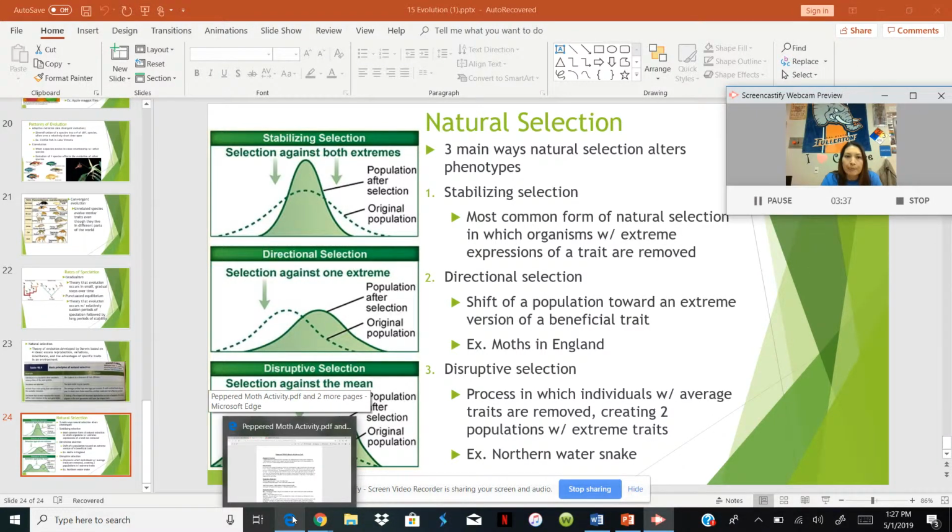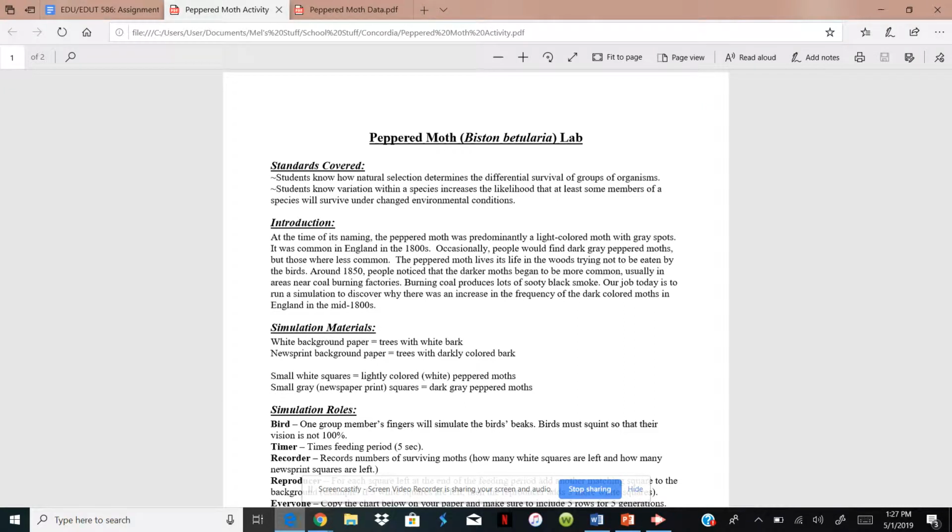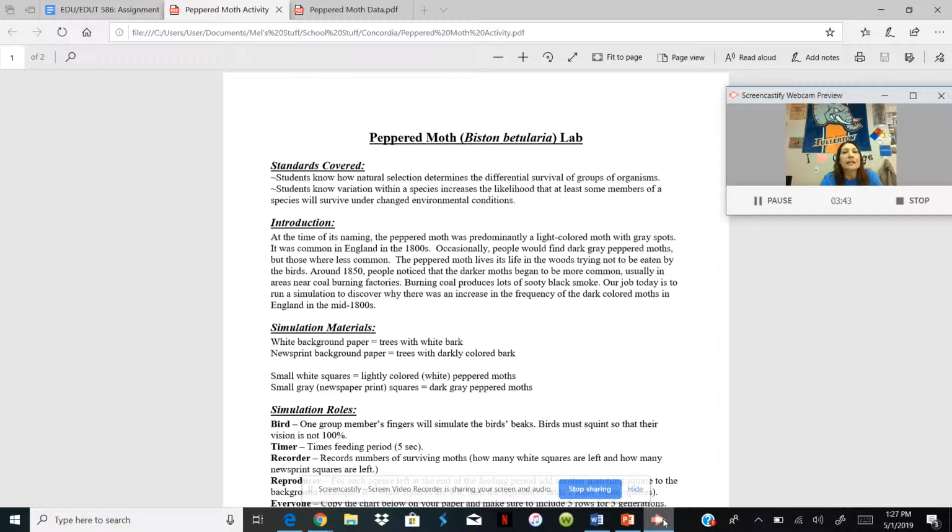So now that we have cleared that up and we've reviewed this information, let's talk about the lab activity we will be doing. It's the peppered moth activity. What we are going to know is how natural selection determines the differential survival of groups of organisms. And students will know variation within a species increases the likelihood that at least some members of a species will survive under changed environmental conditions.